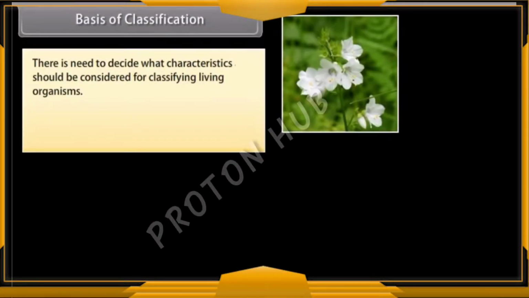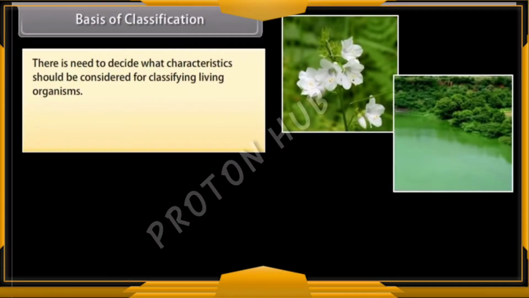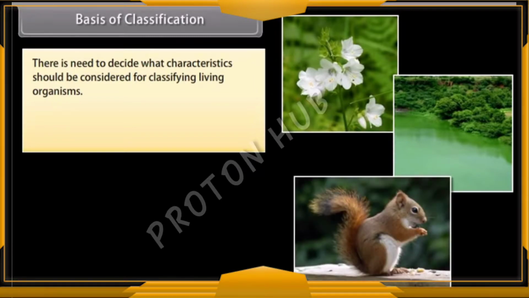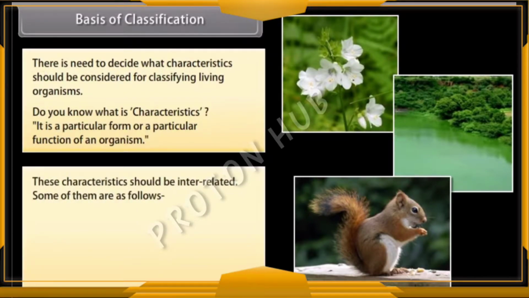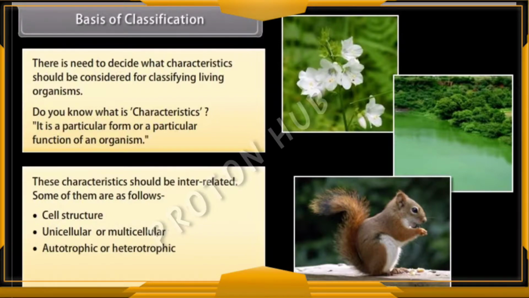So there is a need to decide what characteristics should be considered for classifying living organisms. Do you know what a characteristic is? I think it is a particular form or a particular function of an organism. These characteristics should be interrelated. Some of them are as follows: cell structure, unicellular or multicellular, autotrophic or heterotrophic, level of organization, and body design.